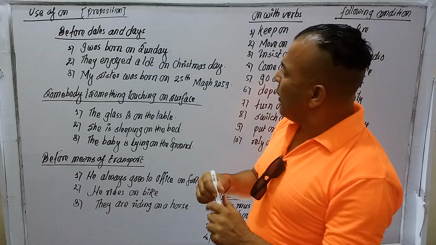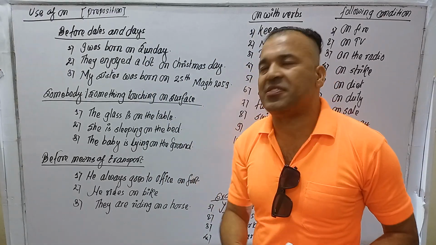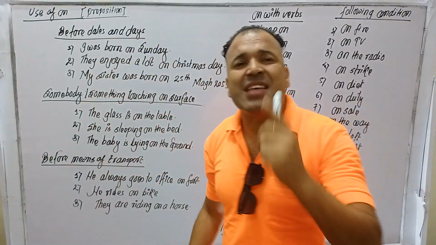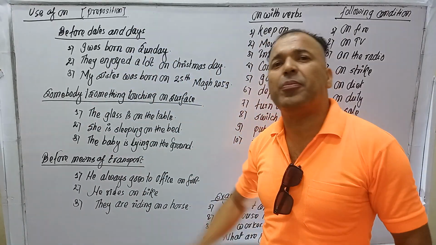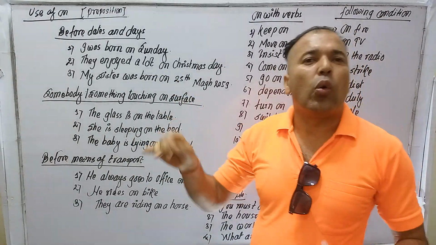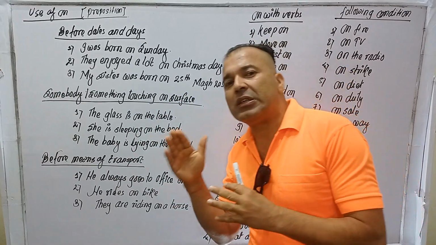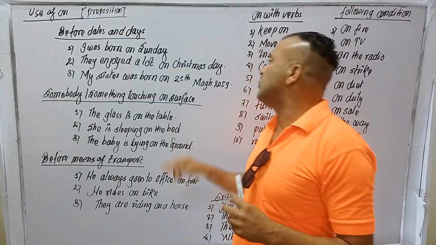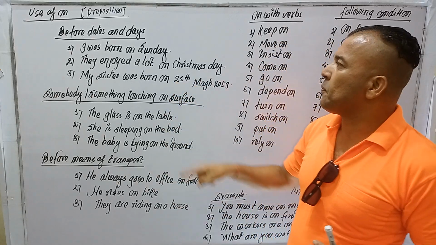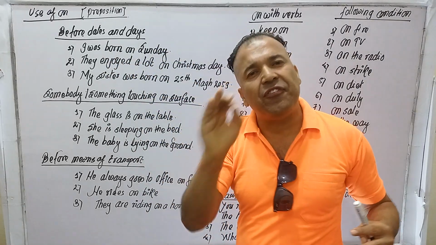Before dates and days. If you have days, it means special days and weekdays: Sunday, Monday, Tuesday, Wednesday, Thursday, Friday. And dates mean the exact day in numerical form, including the number, the overall date, not only the year, not only the month. For example, on the 25th. I was born on Sunday, Monday, Tuesday, Wednesday, Thursday, Friday.